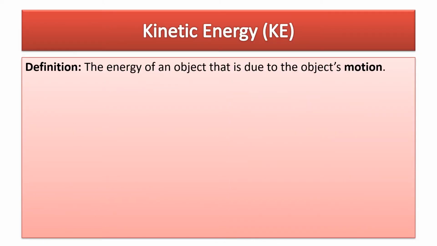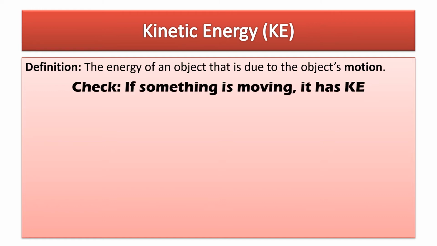So, starting with kinetic energy, the energy of an object that is due to the object's motion. There's going to be a check. You're going to be given a word problem, and you have to check what type of energy is present here. Is it kinetic, gravitational potential, elastic potential? If something is moving, it has kinetic energy. If it's at rest, it has zero kinetic energy.